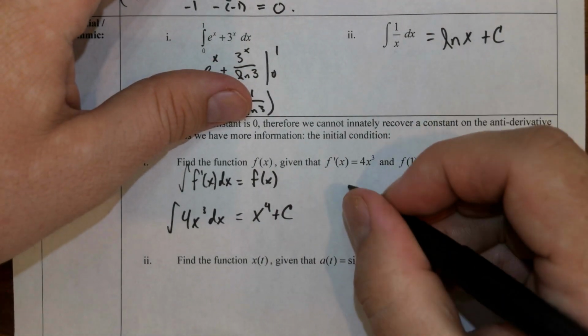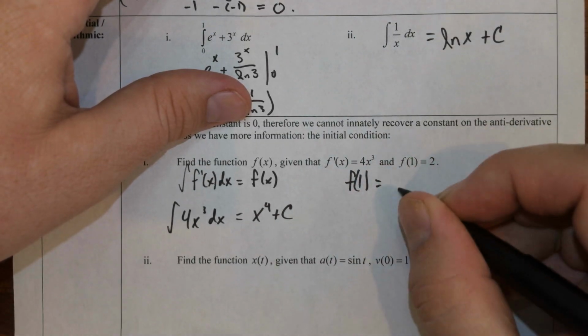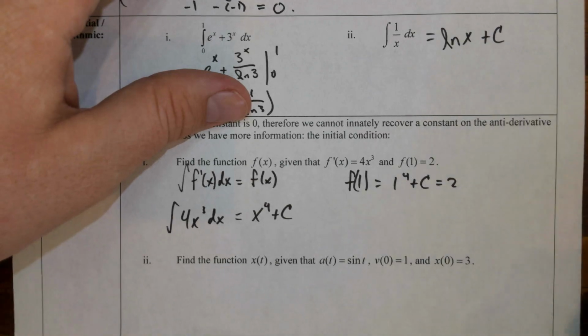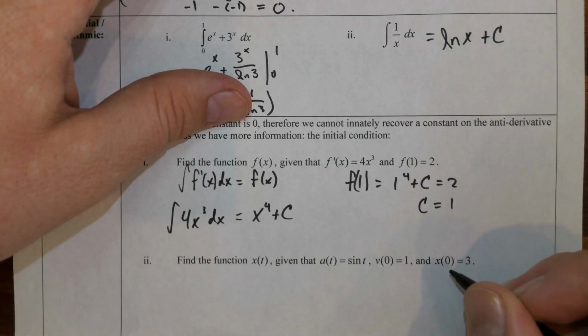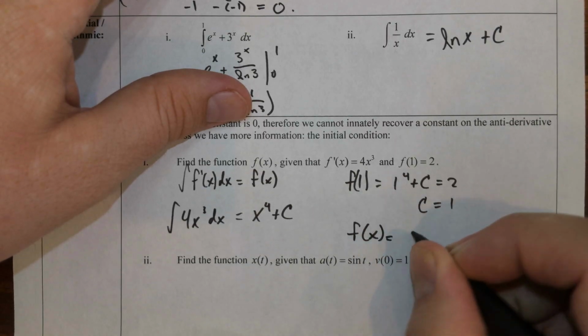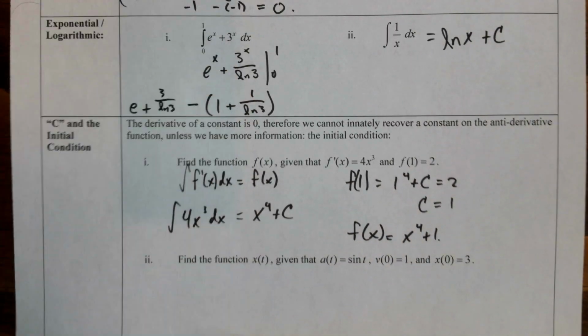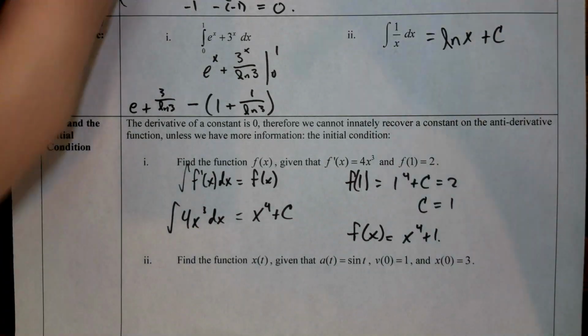I'll use that initial condition to help me. f of 1 is 1 to the 4th plus c, which is 2. That means c is 1. That means my final function is x to the 4th plus 1. Just like that.